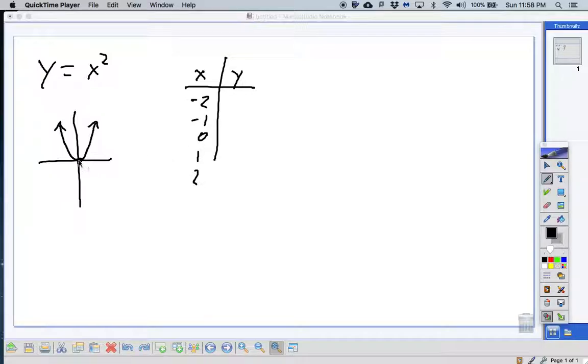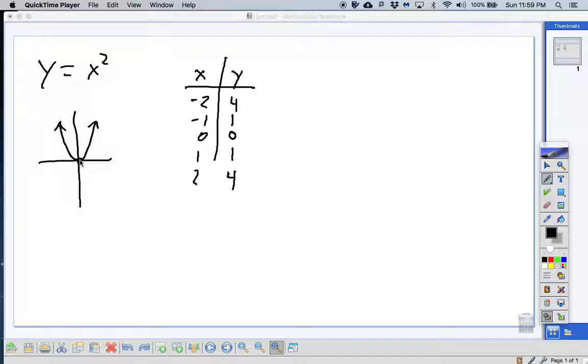I did that because I know that 0, 0 is right here. So we're going to plug this in. Negative 2 squared, that's negative 2 times negative 2, you get 4. Negative 1 squared, negative 1 times negative 1, you get positive 1. 0 squared is 0. 1 squared is 1. And 2 squared is 4. So now you can go plug these in and plot them.